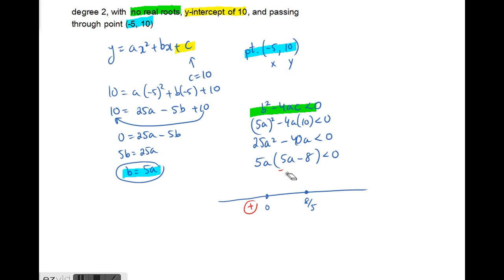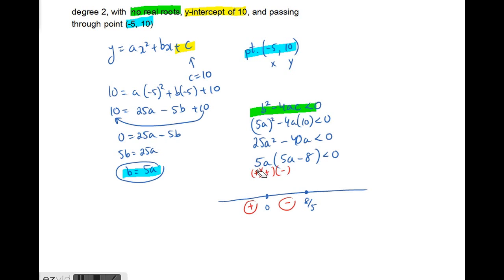Okay. The next interval of numbers, I can try a number, let's say 1. Is it in between 0 and 8 over 5? So trying 1, 5 is positive. So positive times 1, which is positive. And then 5 times 1 is 5 minus 8. That would be 5 minus 8, which is a -3. So we have a negative here. So we have positive times negative. Overall, that would be a negative value in this interval.